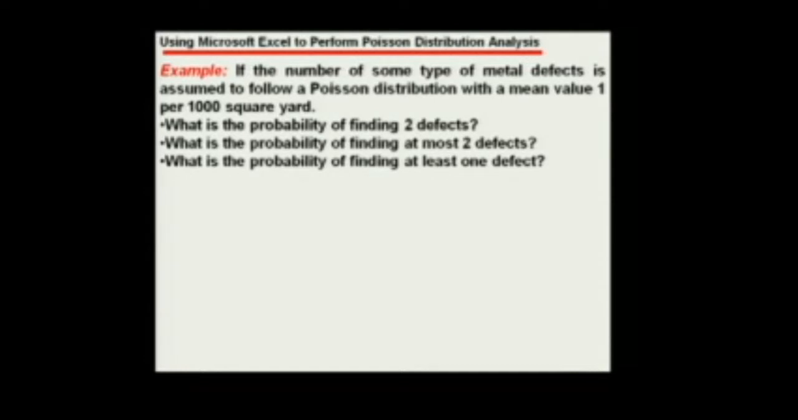So what's the probability of finding 2 defects? Or finding at most 2 defects, or at least 1 defect? We can do any one of these probabilities using the Poisson function. We know that lambda is 1, so if you want to find the probability of finding exactly 2 defects, then it's easy. At x equal 2, we can easily substitute for x by 2. We have lambda equal 1, e to the power minus lambda, divided by the factorial 2, and here is the value of the probability at x equal 2.